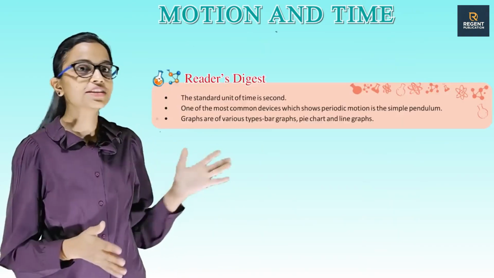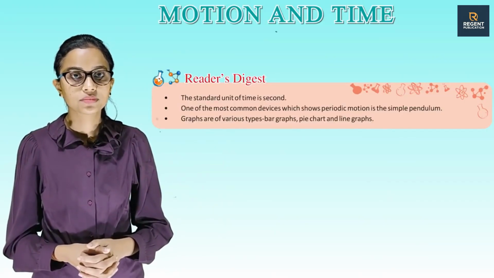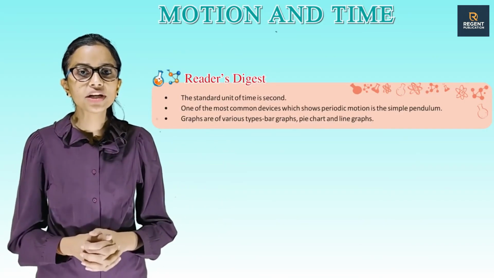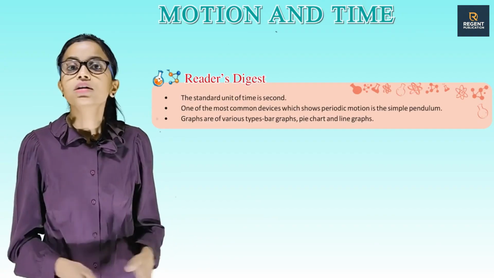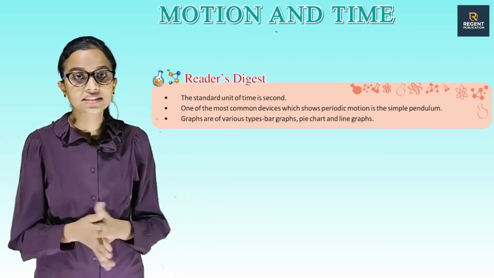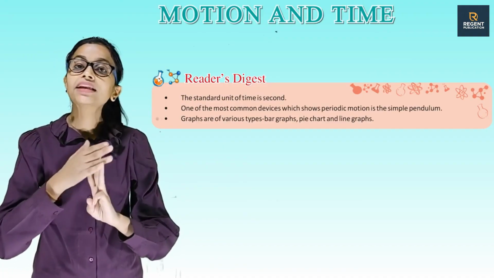It's time for Reader's Digest. The standard unit of time is second. One of the most common devices which shows periodic motion is a simple pendulum. Graphs are of various types: bar graph, pie chart and line graph.